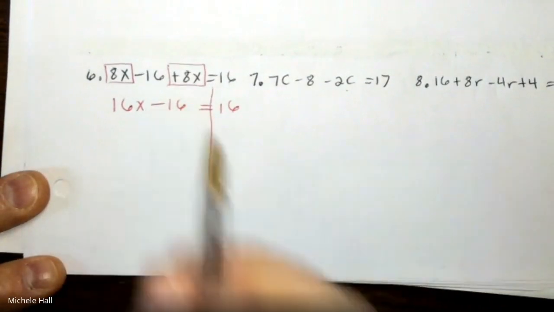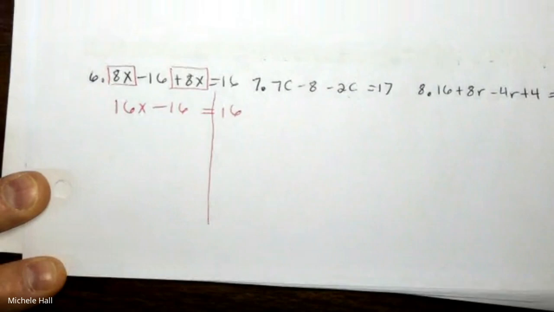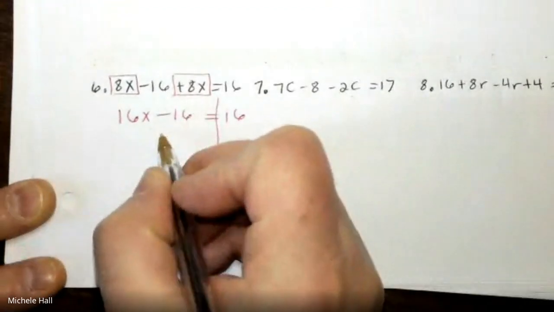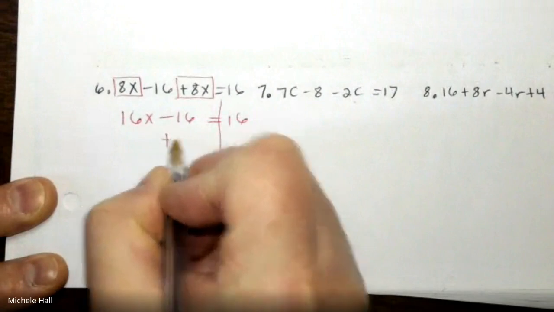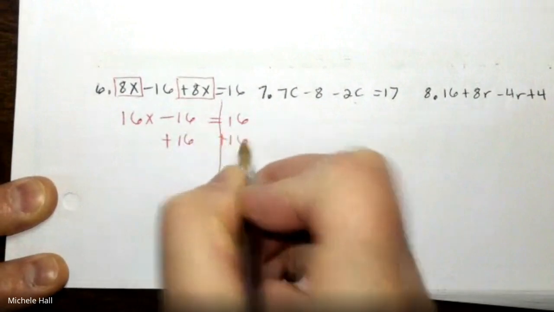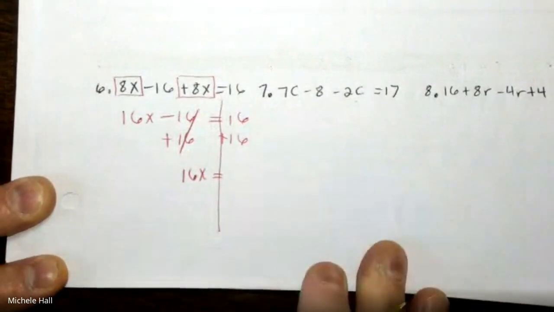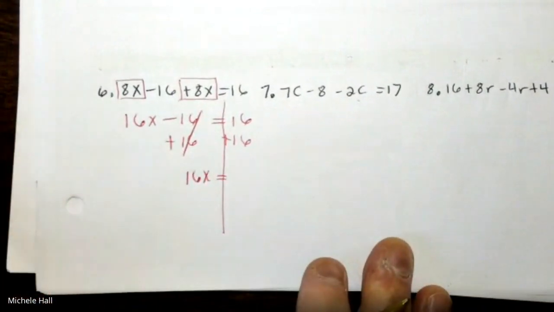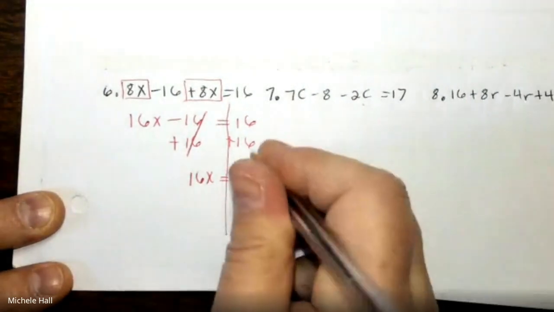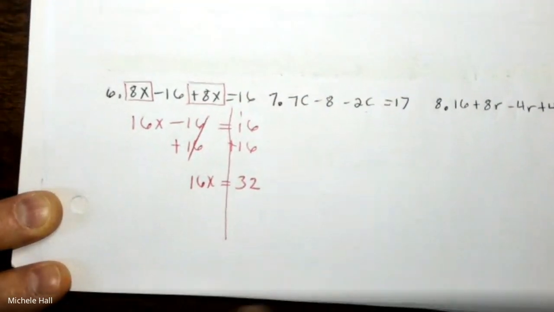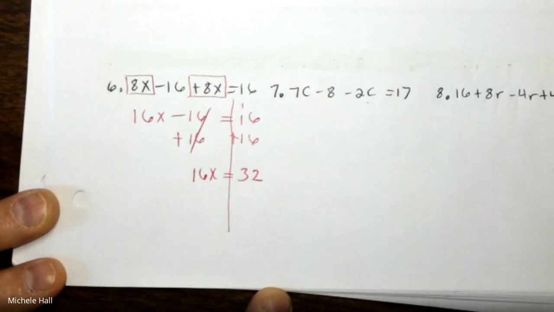Simplify, then solve. Emily, what do you think on this one? Where am I going to start on this? Which one do I need to undo first? Very good. What's the opposite of negative 16? So I'm going to add 16 to both sides, show that cancellation, bring down my 16x. And then 16 plus 16, 6 plus 6 is 12, carry the 1, and we get 32. Down to a 1-step equation.